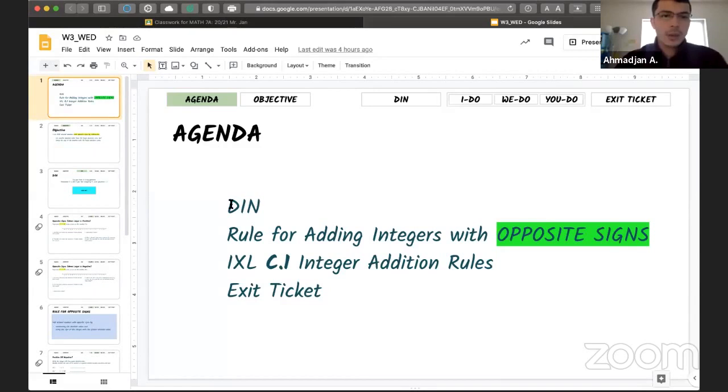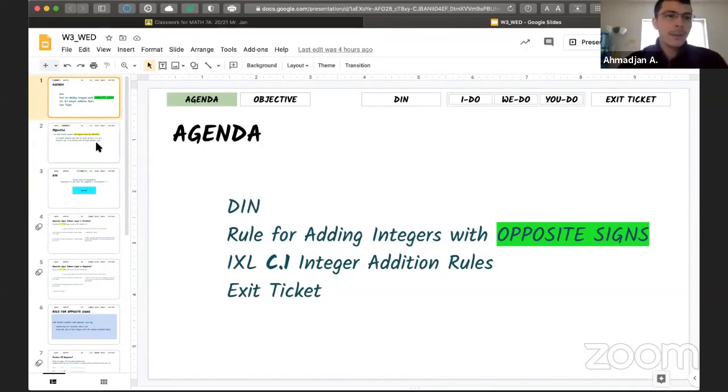Good morning. Today's agenda, we're going to start with the lesson rule for adding integers. This time, adding opposite sign numbers means when you have two numbers, one will be positive, the other one will be negative. So we're going to add two different kinds of numbers, positive and negative. Then you will have one assignment, C1, about the integer addition rule and your assignment grade. And at the end of the class, you will have an exit ticket.